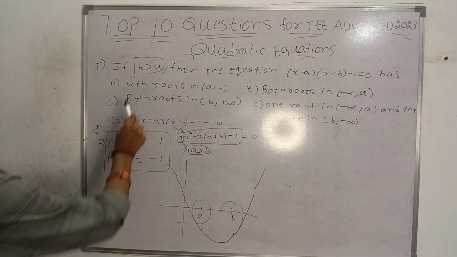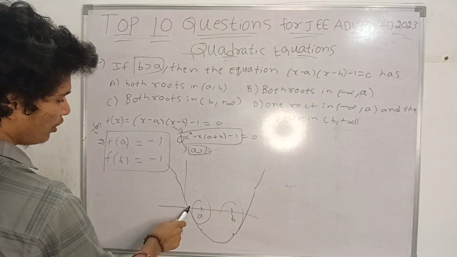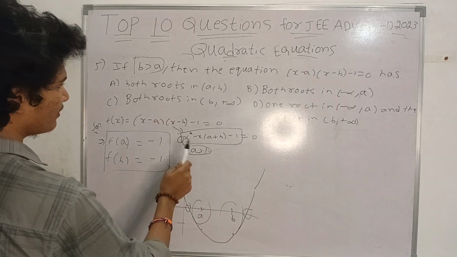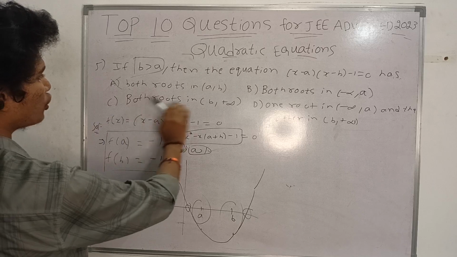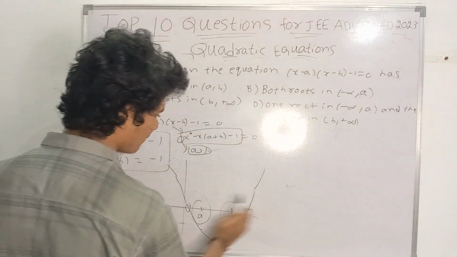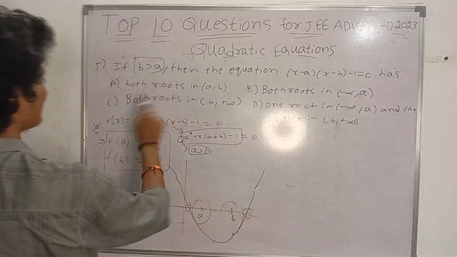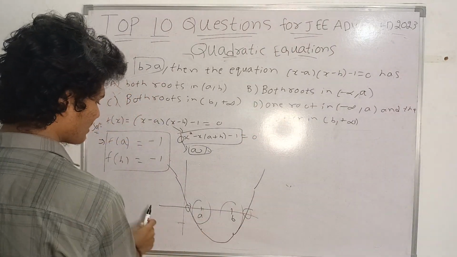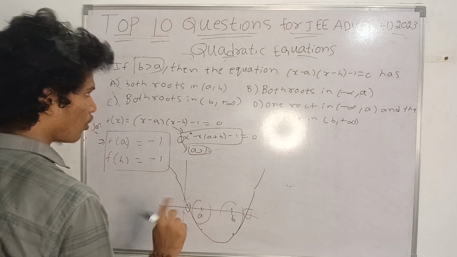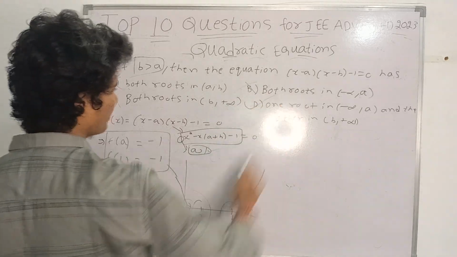Now we have to check the options. Both roots in (A, B)? We know that these are the roots. They are saying both roots lie inside (A, B), so this option is wrong. Both roots in (B, plus infinity)? Here it is only one root, but they said both roots. This is also incorrect. Both roots in (minus infinity, A)? Here it is also one root, not two roots. This is also wrong. So directly option D is correct.